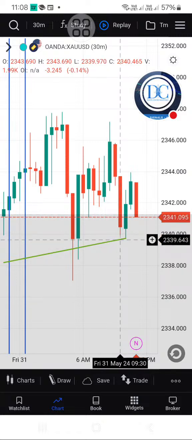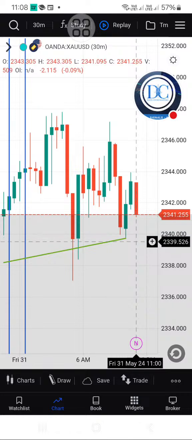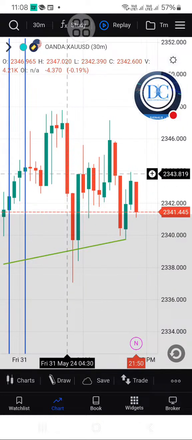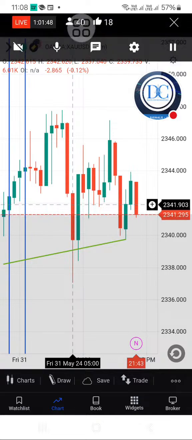But what is important is this: price returned to this fair value gap here and then started to drop. Why? Because the overall trend is bearish. Basically that's what I'm trying to say. What I was writing there is what we saw happening in gold. I don't want to make this very long, guys.